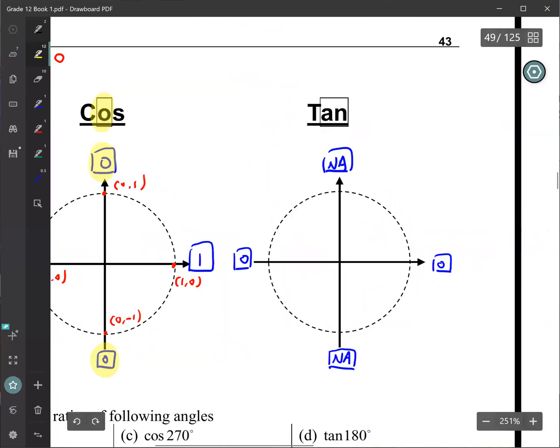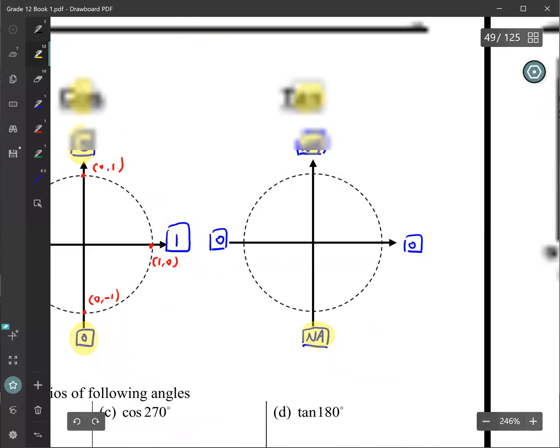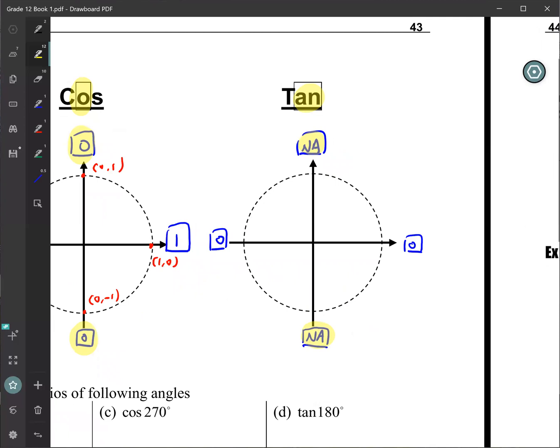Now tangent. Tangent is TAN, so NAAN, they are the same letter. So not applicable, meaning undefined. So you just need to remember that the x-axis will be 0, because it's the flipping of undefined. Think about undefined. Undefined came from -1 over 0. If you flip that, then you will get 0 over -1, so it becomes 0. So it's the other way.